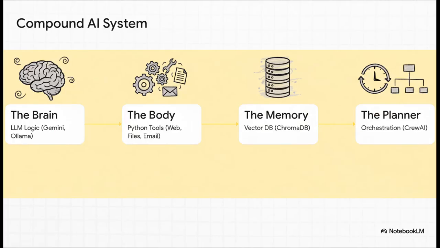And this is the architecture you're going to master. It's not some black box magic, it's just solid engineering. You've got the brain, powered by LLMs like Gemini, that does the thinking. The body, which uses Python tools to actually interact with the web or files or email. The memory, using a vector database like ChromaDB so it can learn and remember what it's done. And finally, the planner, which orchestrates the whole shebang, turning a big goal into small, actionable steps.